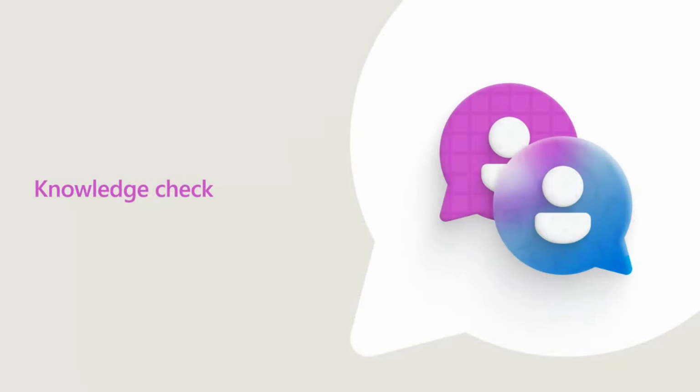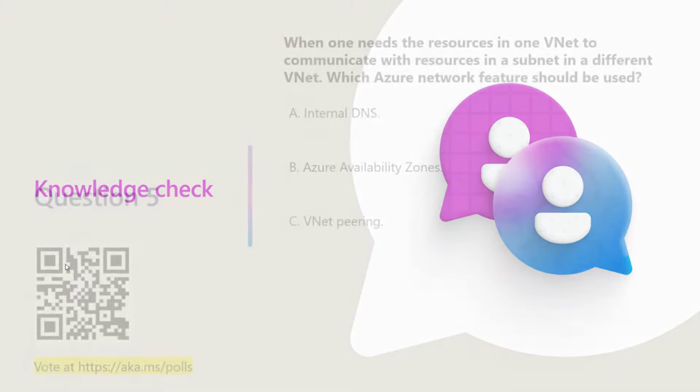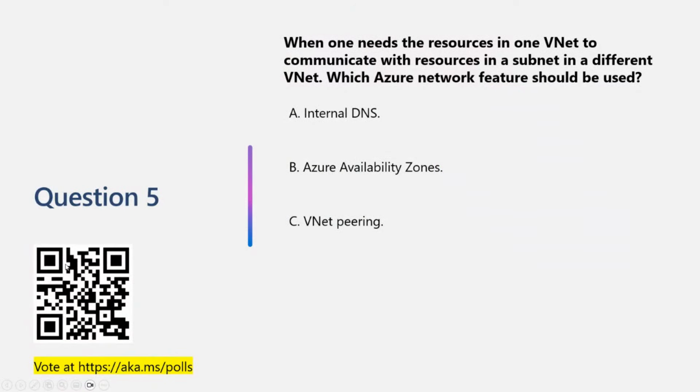But before we do that, let's take a pause for our knowledge check based off of some of what we've discussed so far. So our first question here is, when one needs the resources in one VNet to communicate with resources in a subnet in a different VNet, which Azure network feature should be used? Is it A, an internal DNS? Is it B, Azure availability zones? Or do you think it's C, VNet peering?